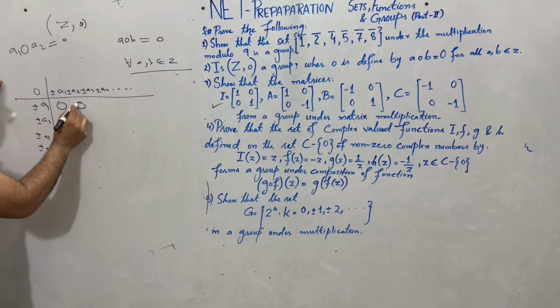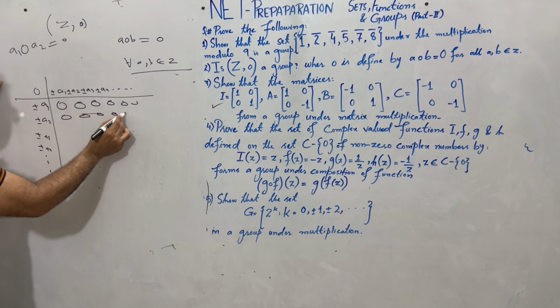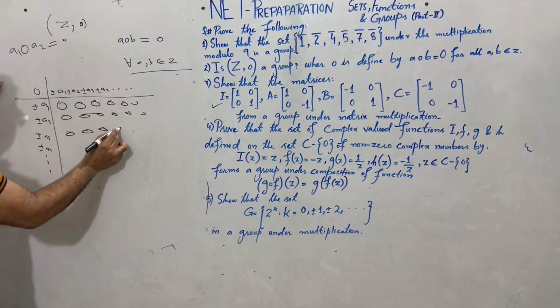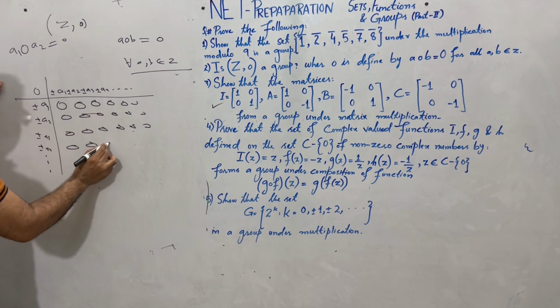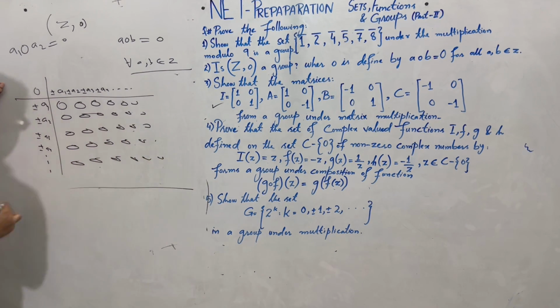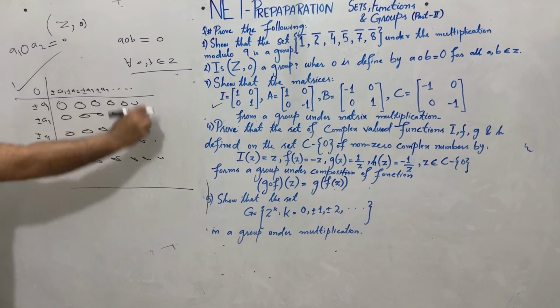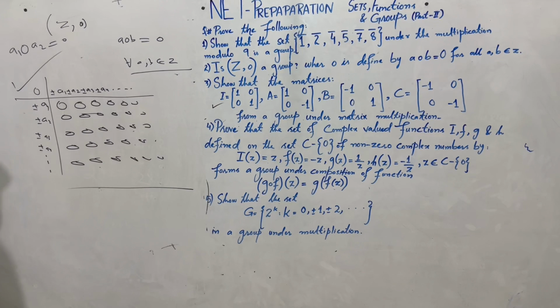Every entry is 0 in that case, because the binary operation is defined in that fashion. So 0 also belongs to the integers. It is closed. Closure property has been satisfied.